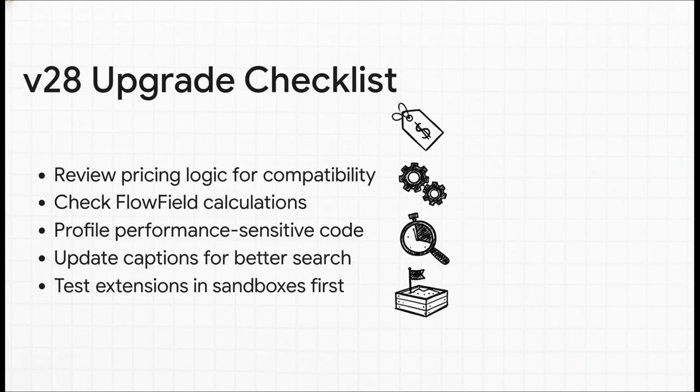Okay, so let's bring it all home. Here is your quick and dirty checklist for v28. Think of this as your immediate to-do list. First thing, and I mean first thing, audit all of your pricing logic. After that, check your list pages for FlowField performance. Profile any code that's super sensitive, update your captions for search, and most importantly, test everything in a sandbox first.